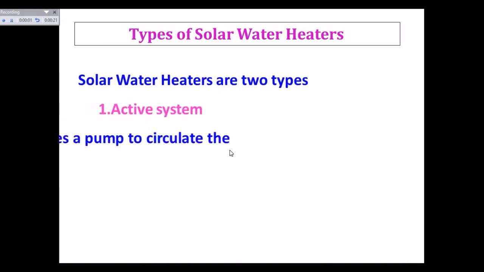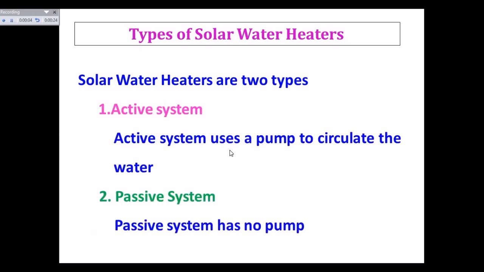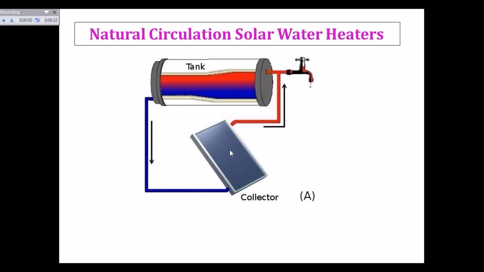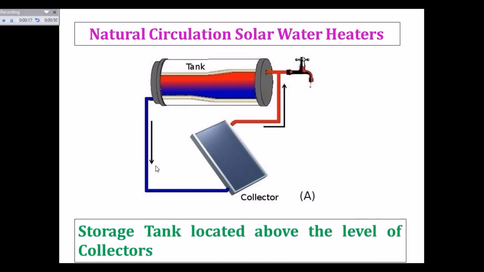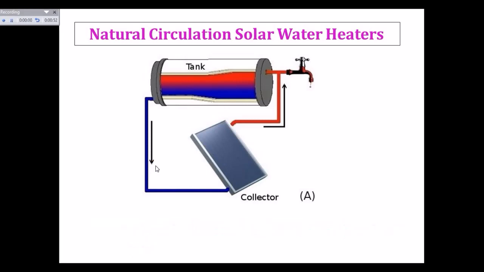So there are two types of solar water heater. One is active system and the other one is passive system. Active system consists of a pump to circulate the water. Passive system has no pump. So this is the passive system, which is called a natural circulation solar water heater. There is no pump, so the water circulation is due to gravity. So the water tank has to be conveniently placed in an upper position. Then only the water will go through the gravitational force. Okay, so the storage tank is located above the level of collectors.